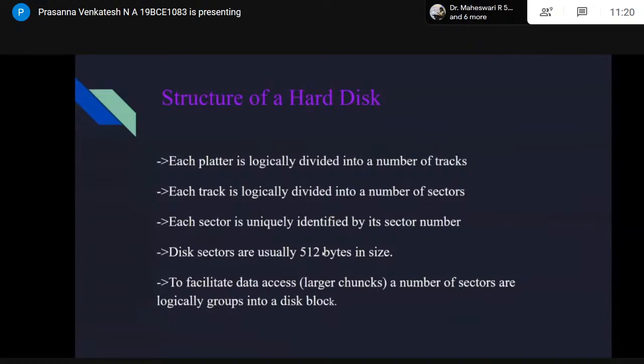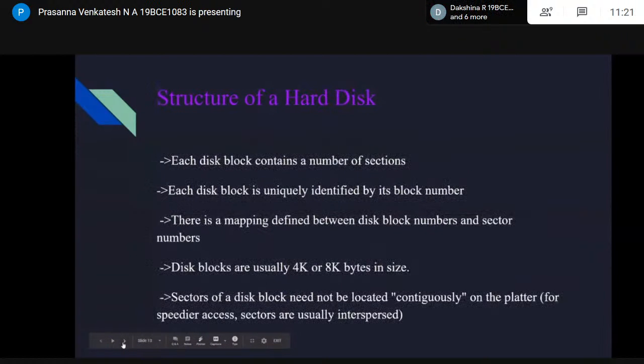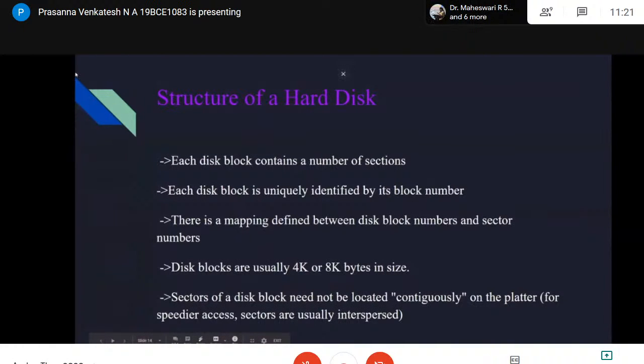To facilitate the data access, a number of sectors are logically grouped into a disk block. Each disk block contains many sectors, and each sector is identified by its sector number, and each disk block is uniquely identified by its block number. Disk blocks are usually 4K or 8K bytes in size. The sectors of a disk block need not be located contiguously on the platter.